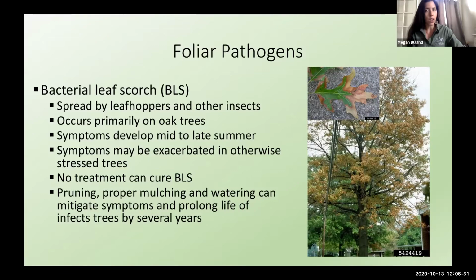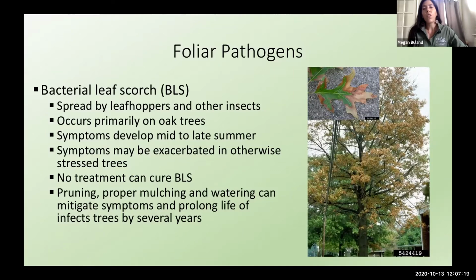It occurs primarily on oak trees. Some other trees are susceptible as well, but in our area, oak trees, especially pin oaks and some of those other red oak species, are the primary trees that are impacted by bacterial leaf scorch. Symptoms tend to develop mid to late summer when trees might already be experiencing drought stress and other forms of environmental stress. And these symptoms might be exacerbated by these stressful conditions.